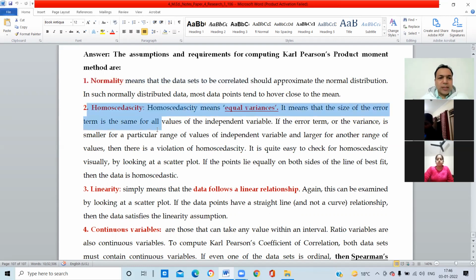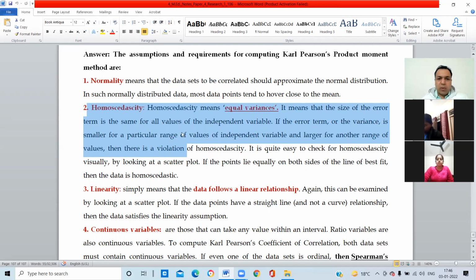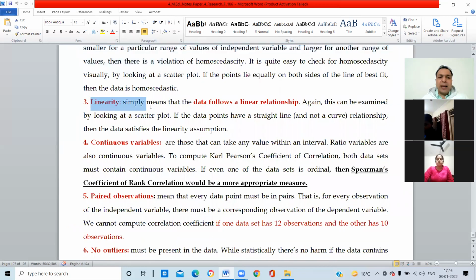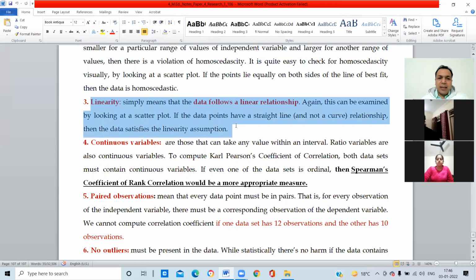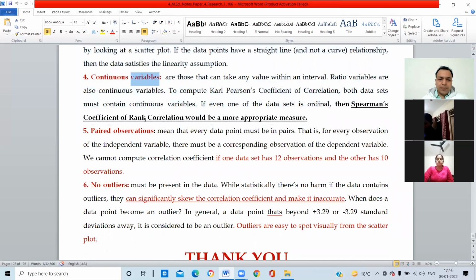Next is homoscedasticity. It means equal variance. Homoscedasticity means the size of the error term is the same for all values of the independent variable. Just see it, guys. Then there should be linearity. Linearity means the data follows a linear relationship, in the same proportion. It works on continuous variables. Paired observations means you are checking the relationship between two data sets, so they should be the same size.